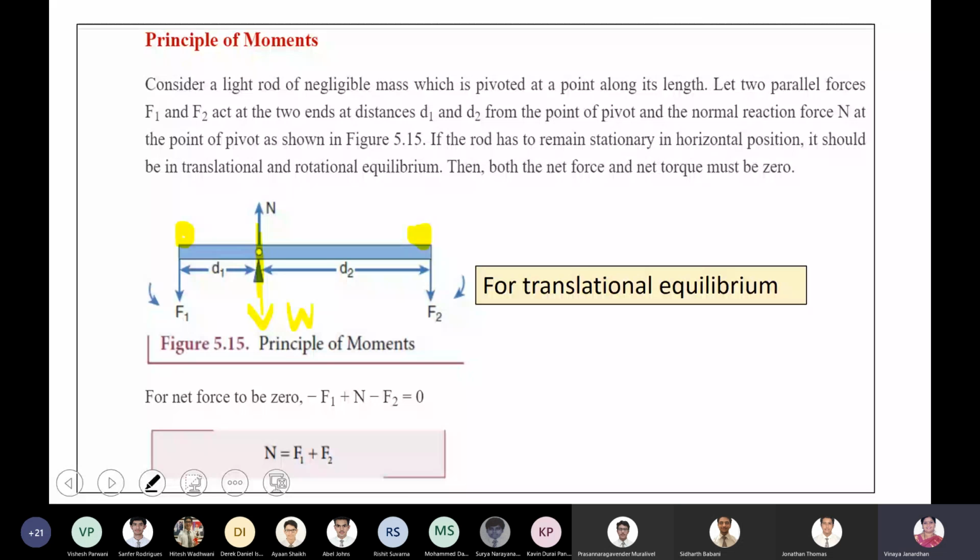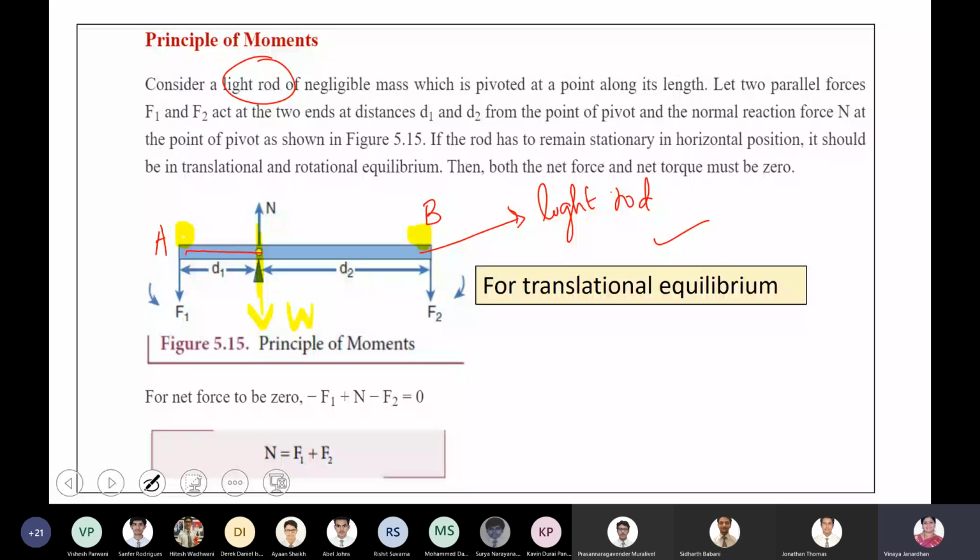So in that case, for translational equilibrium, suppose this entire thing is a metallic rod. Another light rod is this one. Suppose I mark this as AB. So AB becomes a light rod. You take a meter scale or any metallic rod. At one end, let's say at end B, you're applying a weight. That weight gives a force of F2. And at the other end, you apply a force of F1.